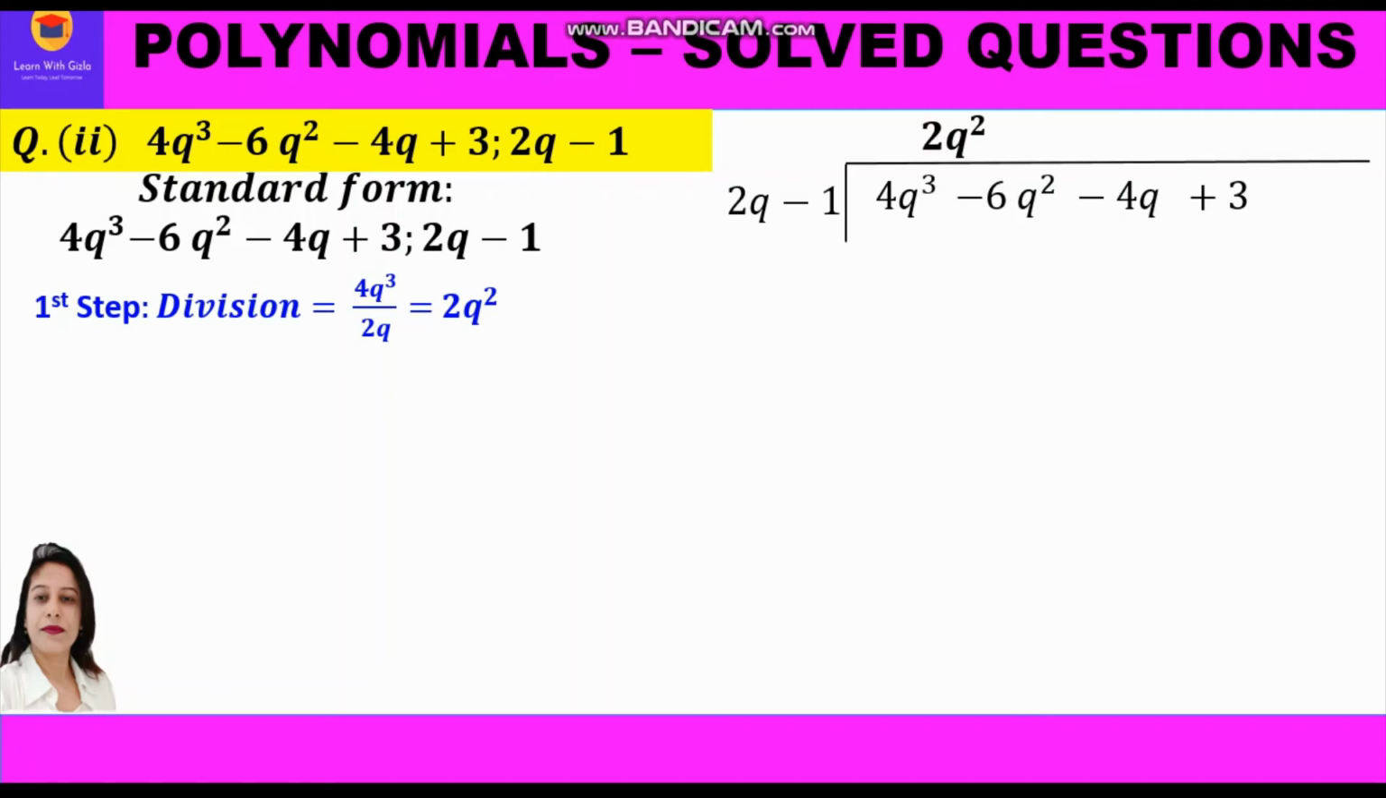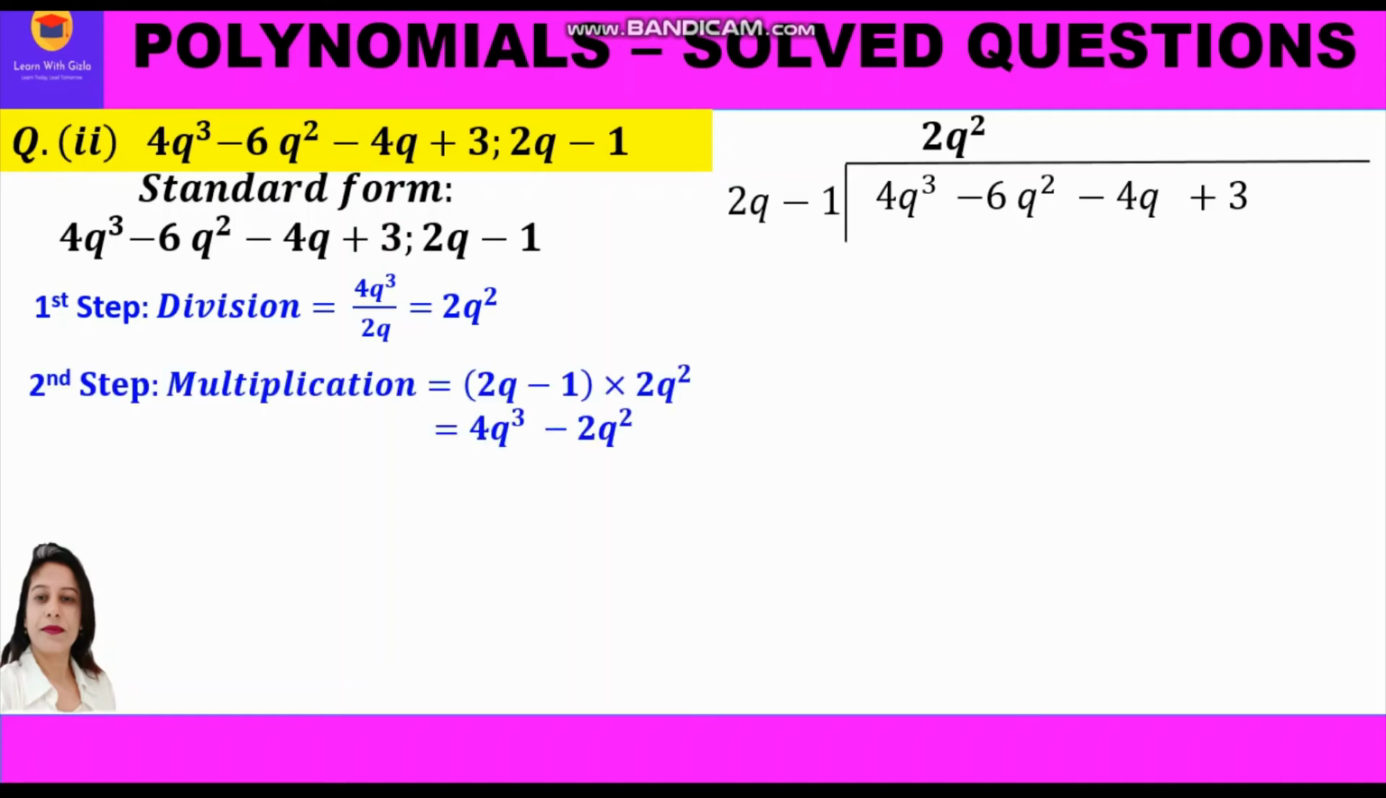Another way of finding this quotient is to think of what number should be multiplied by 2q to get 4q cube. So we shall get 2q square, because 2q into 2q square is 4q cube. Now further we shall move to step 2, that is multiplication. We are going to multiply the quotient, that is 2q square, with the divisor, that is 2q minus 1, and we shall obtain the product 4q cube minus 2q square. Now this product we shall write just below the first two terms of the dividend, and make sure you write the like terms one below the other.